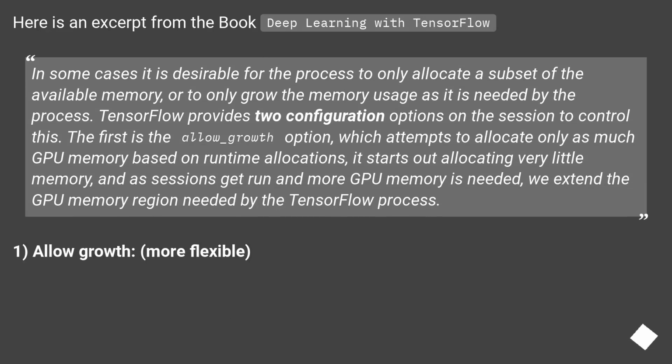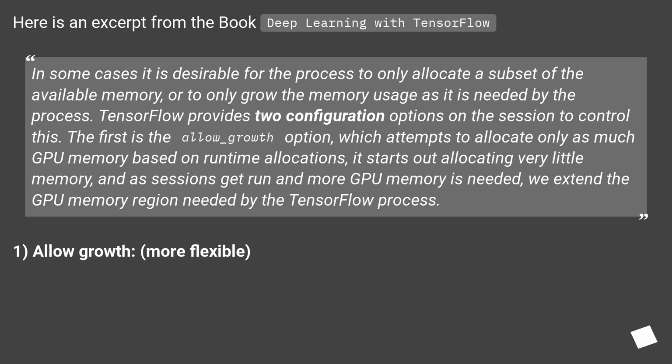Here is an excerpt from the book Deep Learning with TensorFlow. In some cases, it is desirable for the process to only allocate a subset of the available memory, or to only grow the memory usage as it is needed by the process. TensorFlow provides 2 configuration options on the session to control this. The first is the allow_growth option, which attempts to allocate only as much GPU memory based on runtime allocations. It starts out allocating very little memory, and as sessions get run and more GPU memory is needed, we extend the GPU memory region needed by the TensorFlow process.